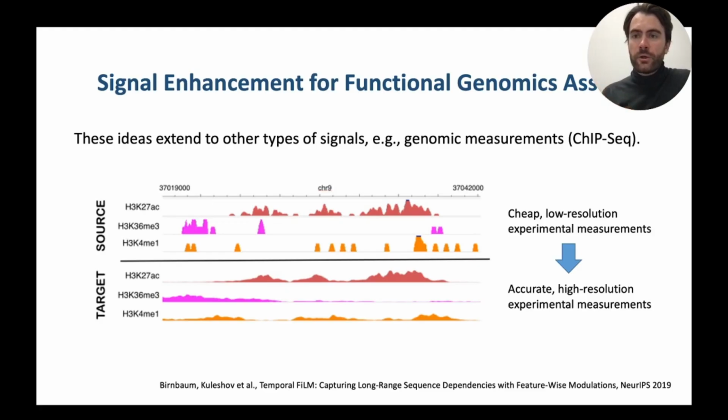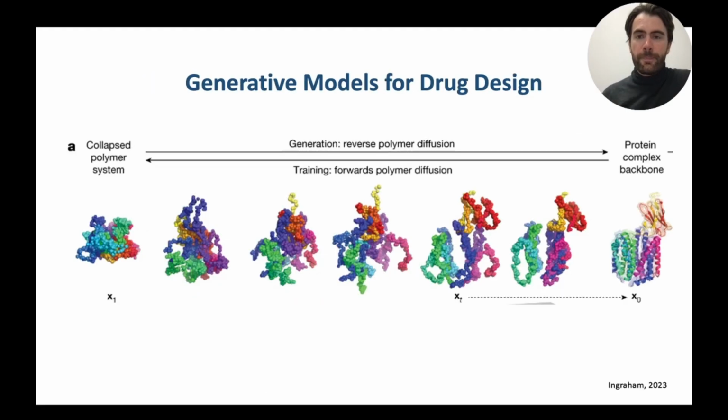And similarly to audio, you could have a high quality and a low quality ChIP-seq measurement. And here we train the same model to reconstruct high quality ChIP-seq data from low quality ChIP-seq data with really good results. So this is just another example of how generative models go beyond just generating cool sounds or images. They can also be used for very practical signal processing and signal enhancement tasks.